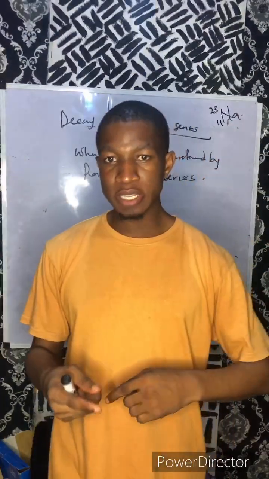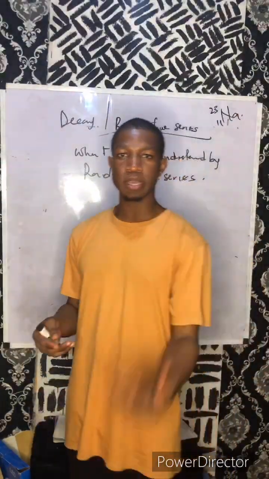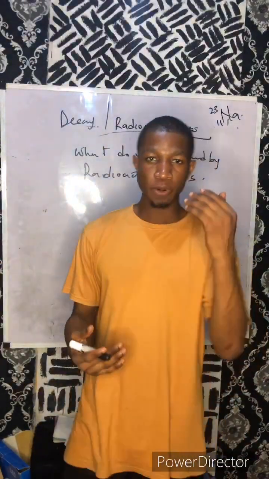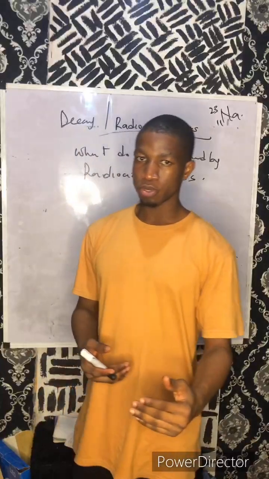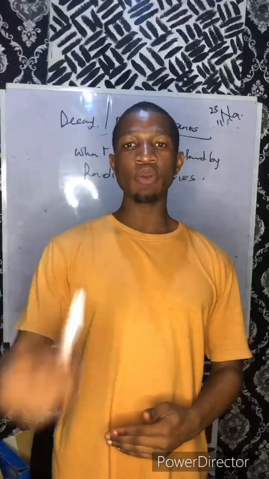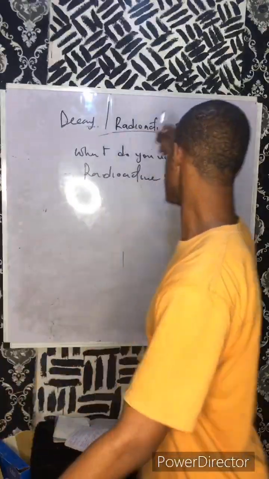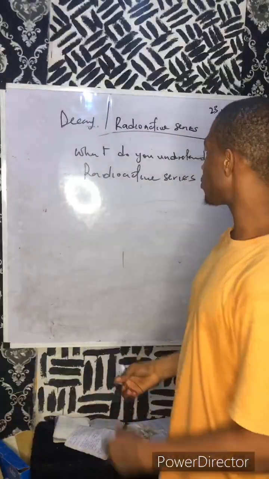In the process, obviously when you are disintegrating, you release particles and energy. So when an unstable nucleus disintegrates, the product formed might not be unstable, so it will undergo further disintegration until the stable product is formed. That's what happens in a radioactive series. Now we have examples of radioactive series.